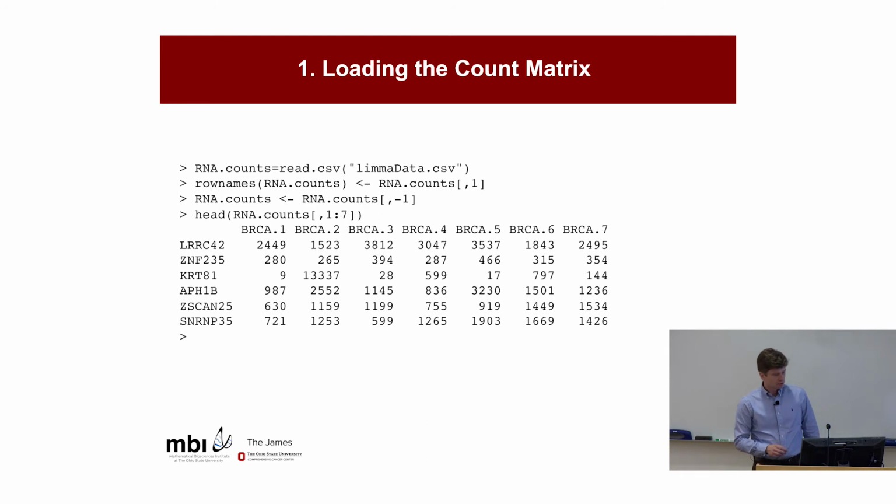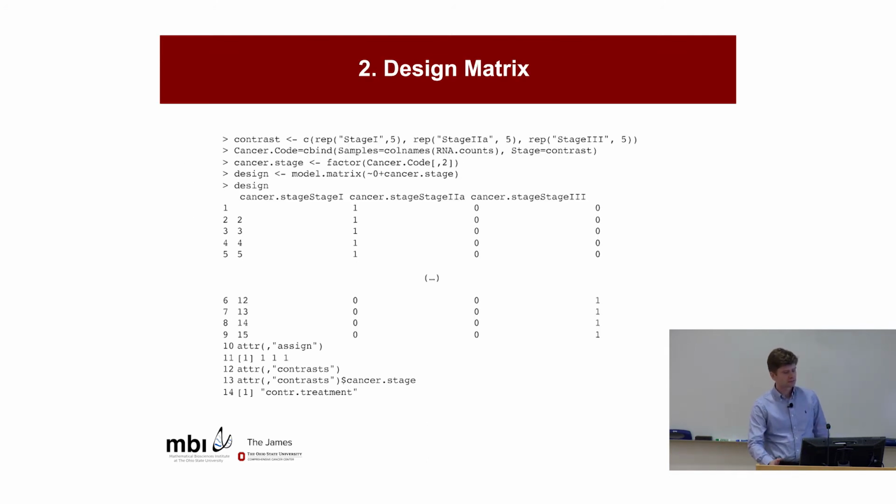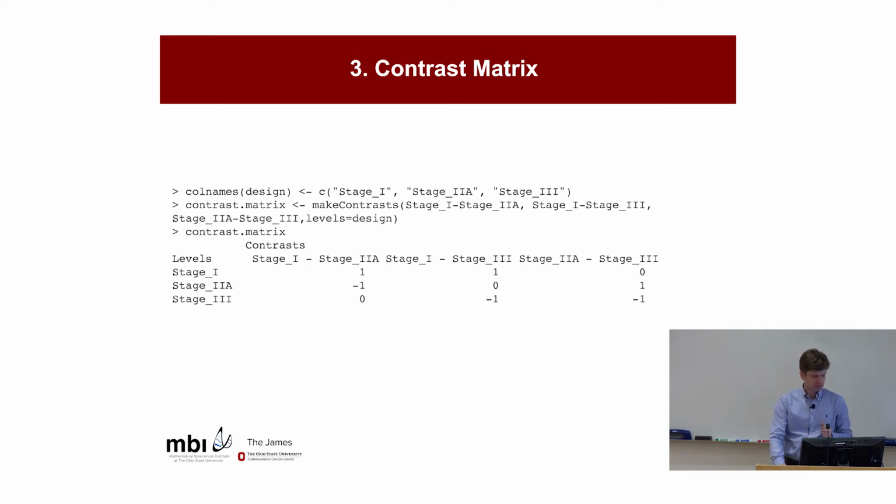This is what you're supposed to see after calling the first 6 rows and first 7 columns of the data set. Now we define the contrast table. We'll have stage 1, stage 2A, and stage 3, and we will compare the 3 stages of the cancer in this analysis. To see how it aligns with your sample names, you create this cancer code data frame with the column names of RNA counts, which are the sample names, and stage identifiers. You factorize the identifiers of the stage of the cancer and create a design matrix that should look like this. And you create contrasts. Basically, you are telling it which groups you would like to compare with each other. That should look like this.